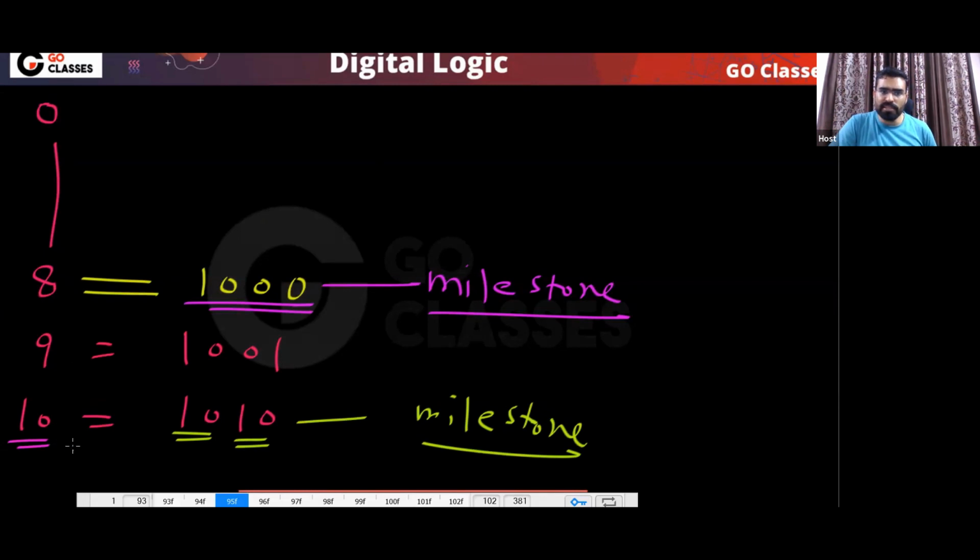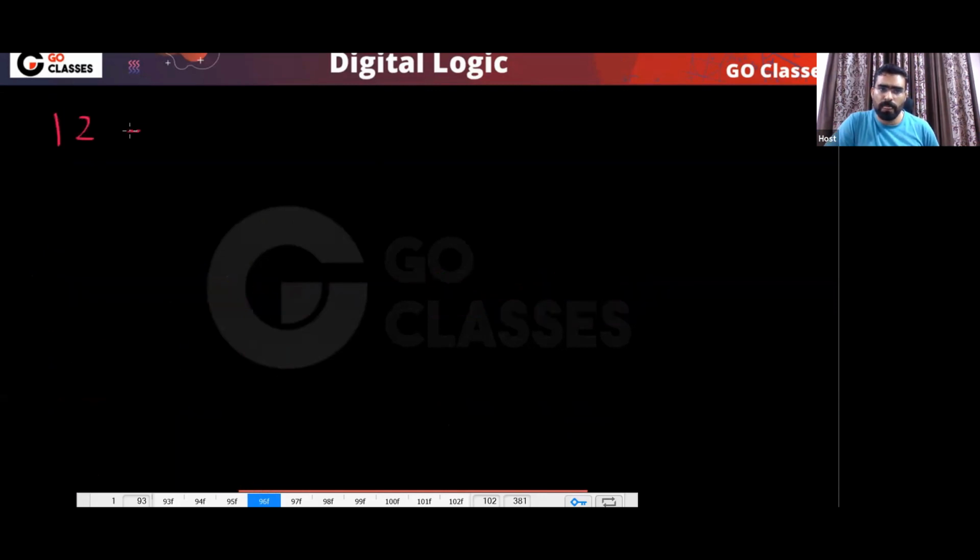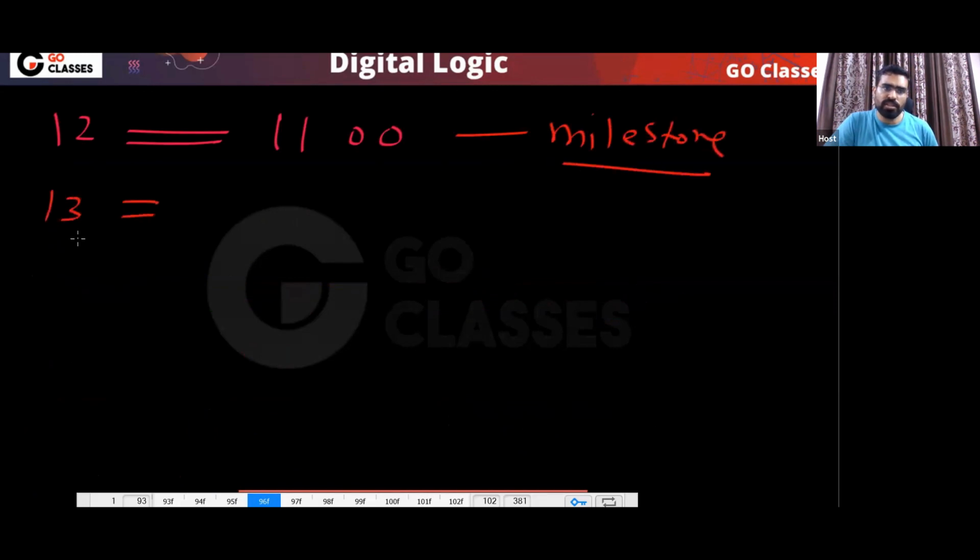Now, if you know that 10 is 1010, then what will be 11? Then just change the last bit to 1. So this is your milestone, and now you can calculate. Another milestone you can create is 12, because this is very cute, 1100. Now you can calculate 13. So the 13 will be plus 1, like this. And the 14 will be what?